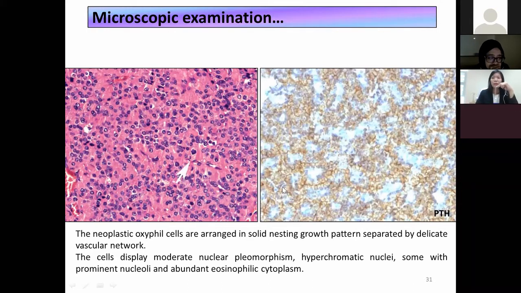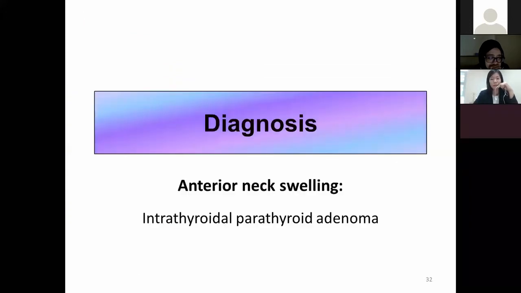Okay, since we'd like to confirm whether this is a parathyroid tissue, which we may not need to, but we did a PTH, and it is actually positive, showing wall-to-wall positivity. So a diagnosis of intrathyroidal parathyroid adenoma was rendered.